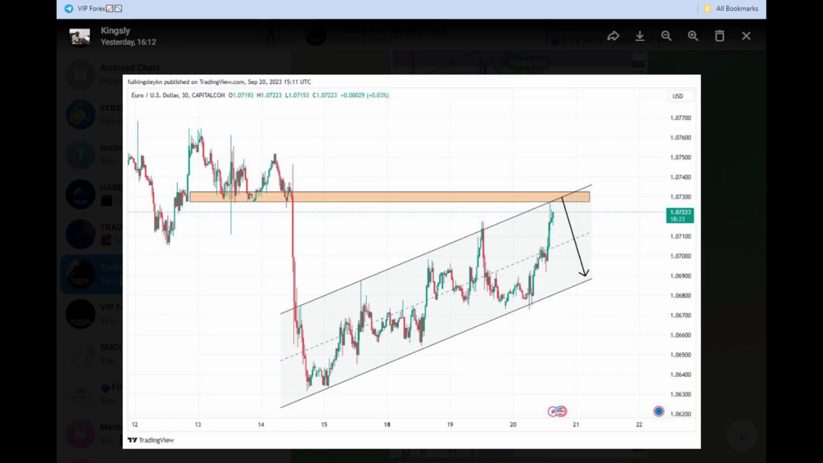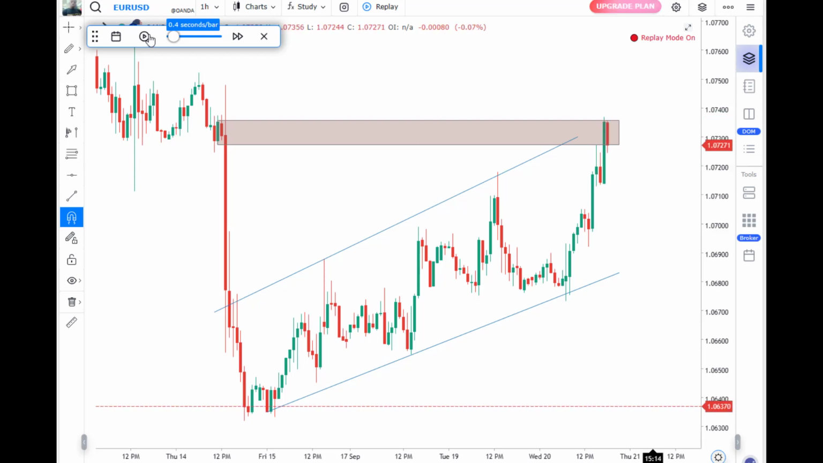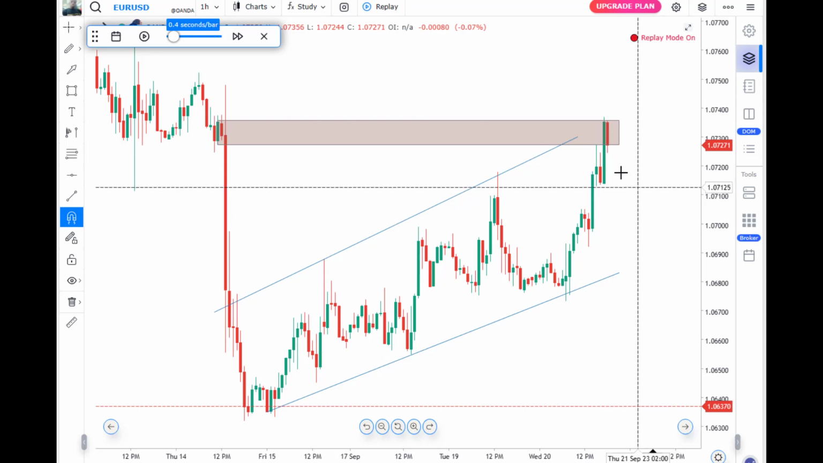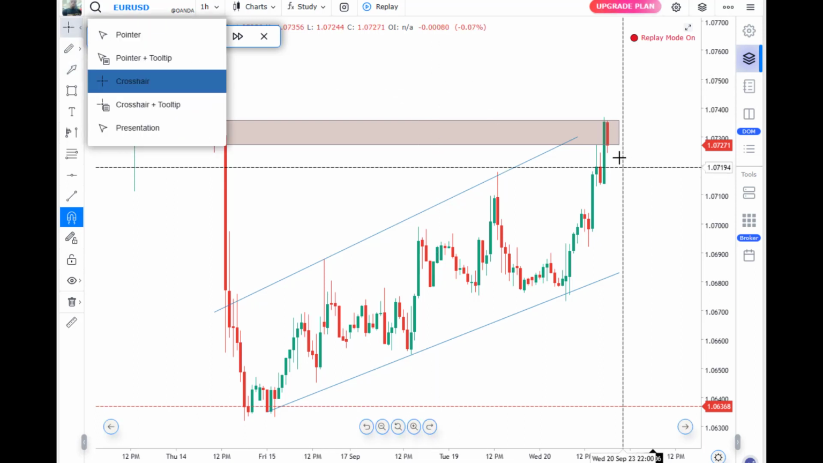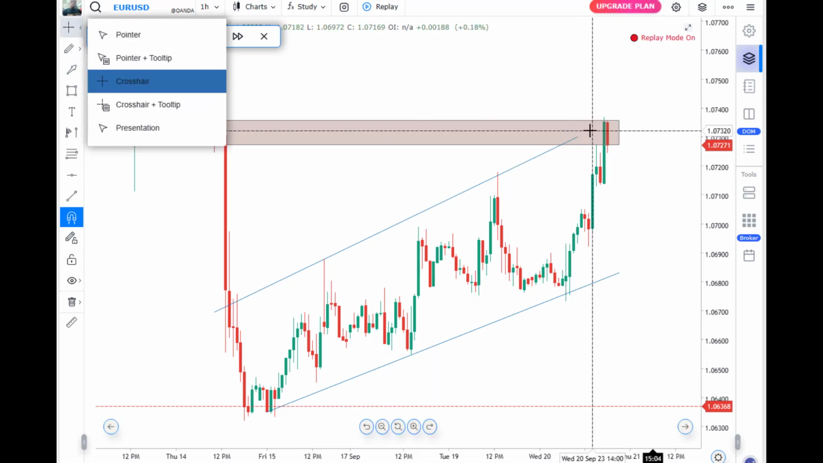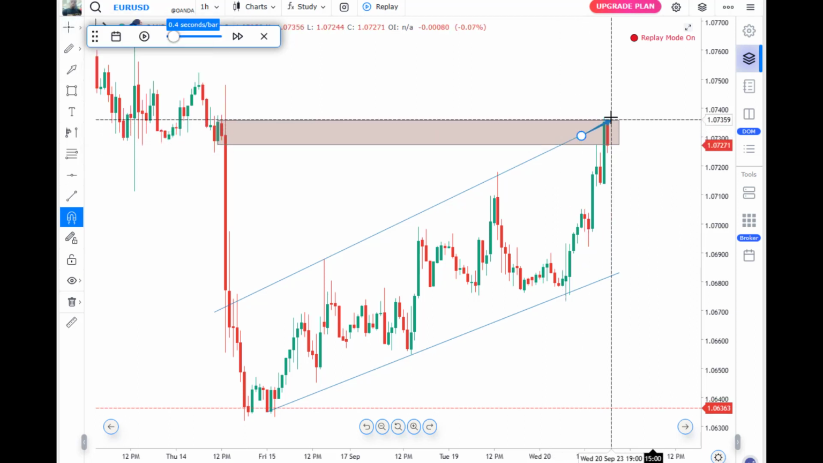All right, now let's see. So now we'll probably be playing, and then we'll see how it goes. Okay, now price has rejected at a supply zone here. What we simply do now, you see, we have our trend line coinciding at the same zone here.